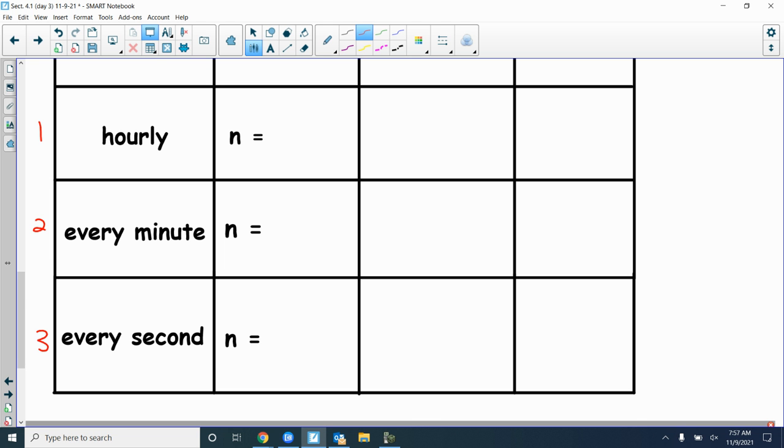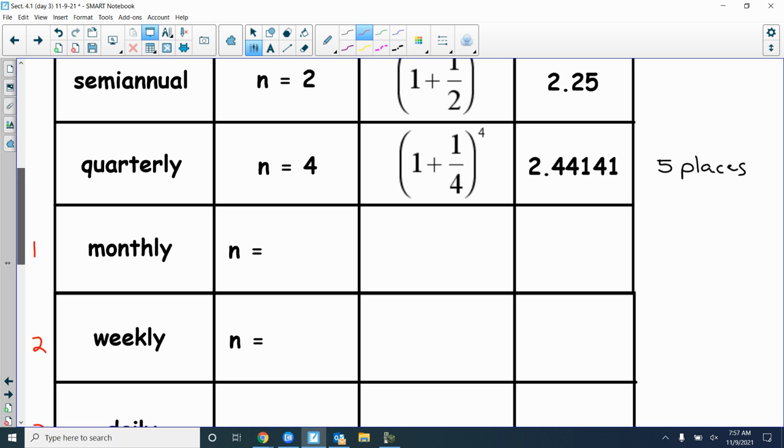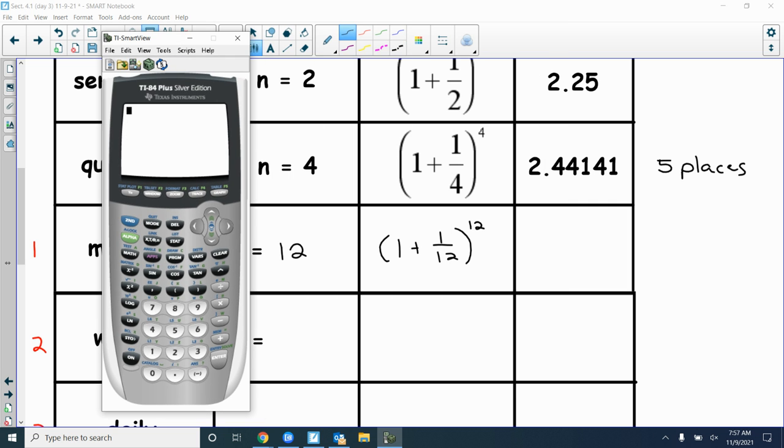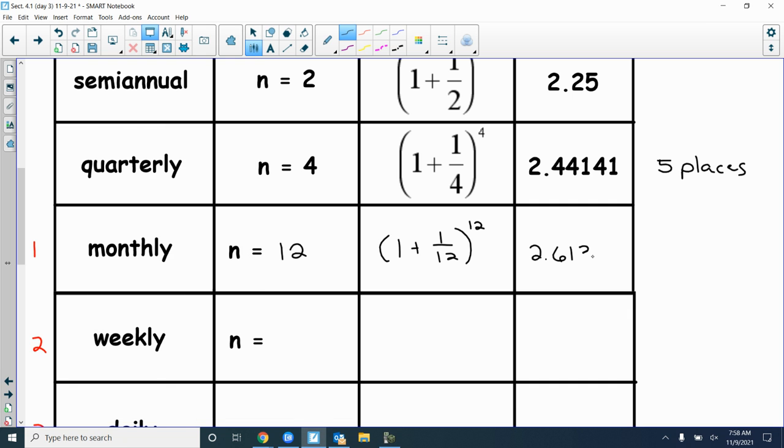All right, I'll do the first one just to make sure we're all on the same page. All you're doing for monthly, N equals 12. You're plugging in 1 plus 1 over 12 to the 12th power. So whatever that is. And now you're going to round it to 5 decimal places. 1 plus 1 divided by 12 to the 12th power. 2.61304. All right. See what you come up with.